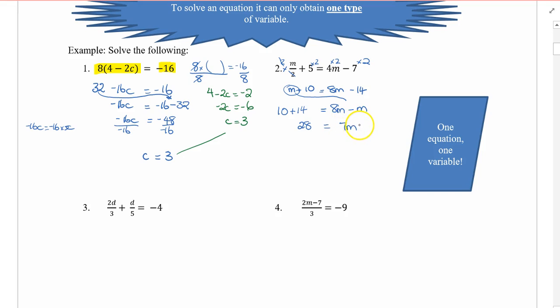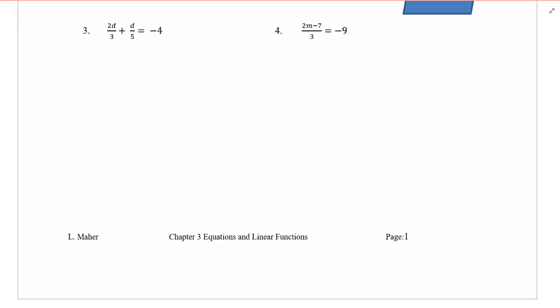Back to the process you saw, or situation you saw in the previous example, where you've got m being multiplied by 7, means we can divide it by 7 and do that to both sides, and we end up with m is equal to 4 from 28 divided by 7. I'm actually going to stop the video there and do the next 2 examples in a separate video.